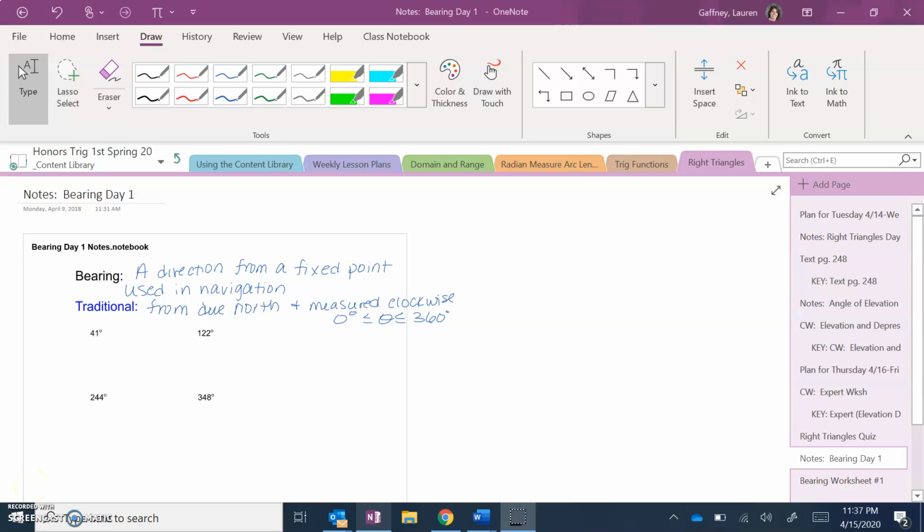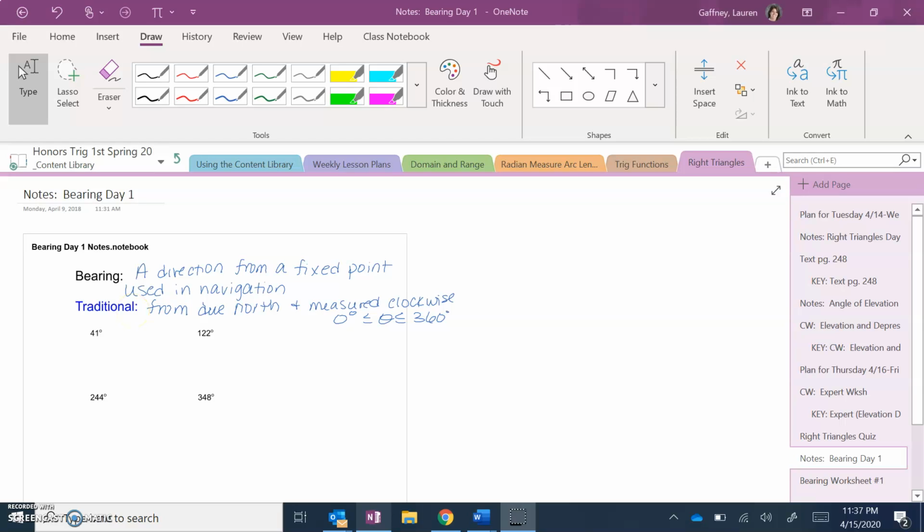This is going to be the first day on bearing. We will spend 2 days on it, so this will be the first video. I'm going to start by introducing the idea of bearing, and then we'll go through 3 word problem examples. Okay, so bearing, it's a direction from a fixed point that's used in navigation. So you'll see a lot of examples with boats and airplanes and stuff like that.